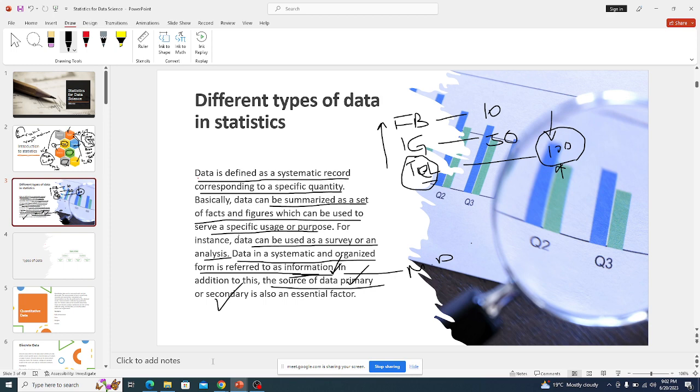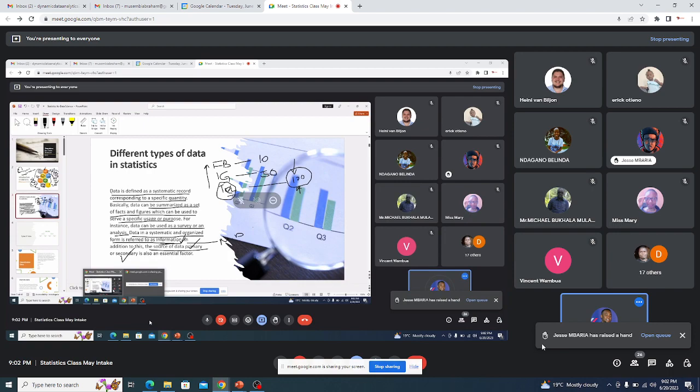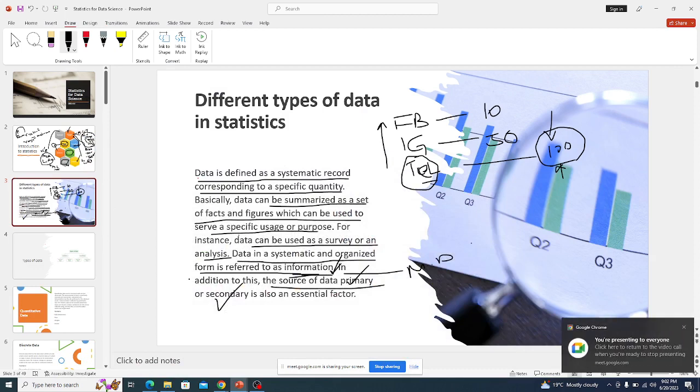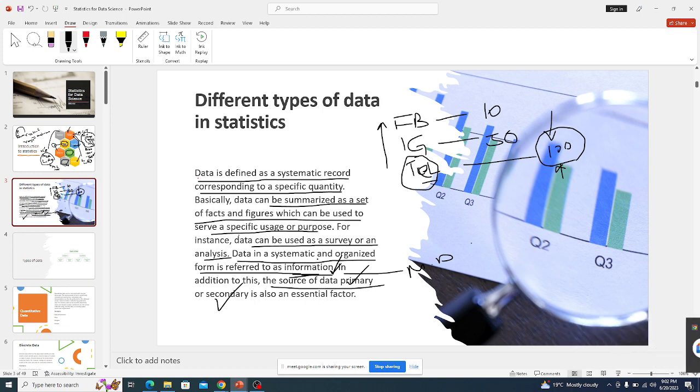And then quantitative data is further divided or categorized into two. So, which are the major two categories under quantitative data? Someone? Yes, Jesse? We have discrete data and continuous data. Can you maybe differentiate the two? For discrete data, it's mainly categorical data, which holds a finite number of possible values. For continuous data, it holds an infinite number of possible values, e.g., maybe the weight of a person. Okay, yeah, that's correct.